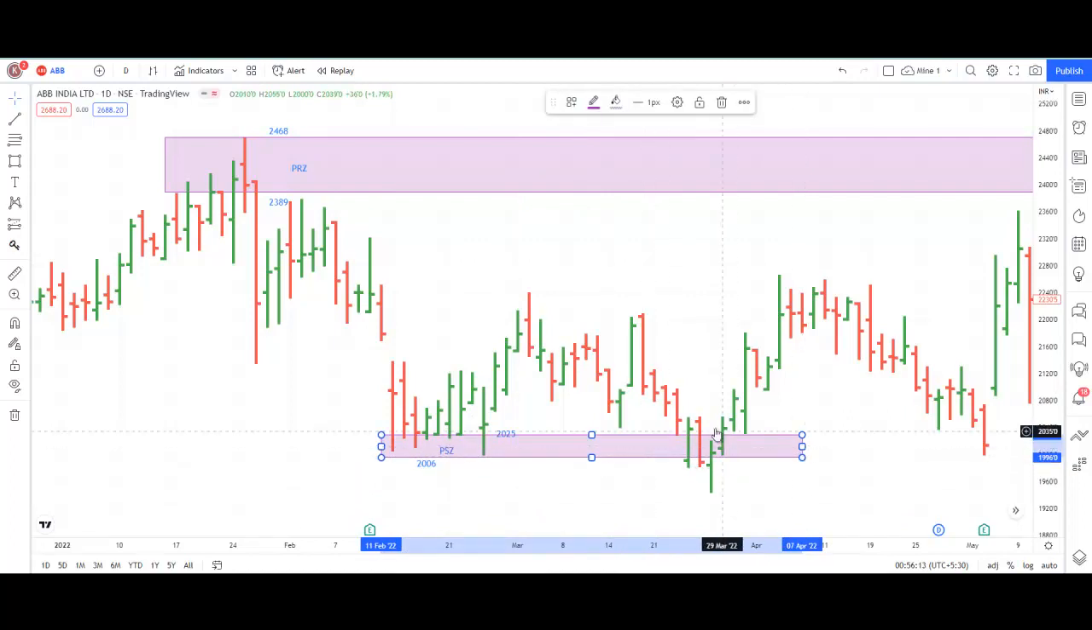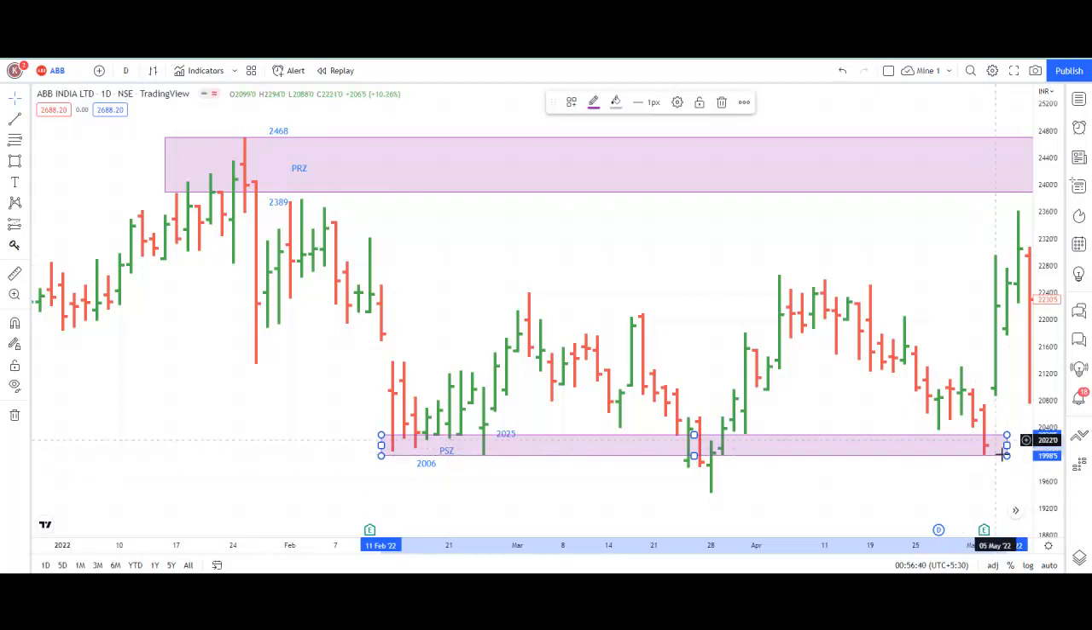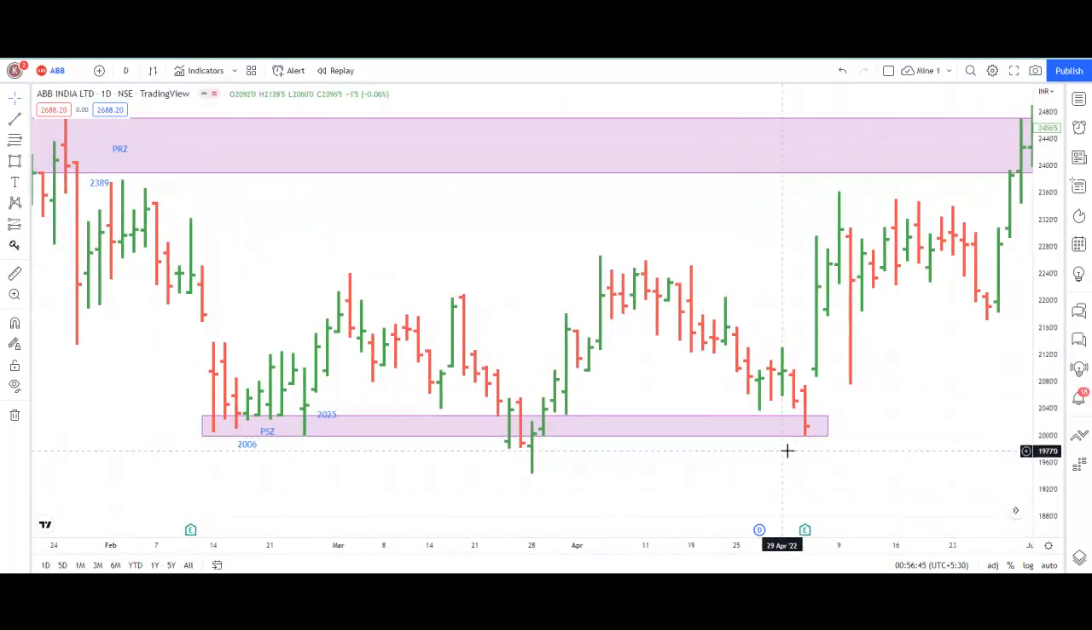Again here, the support came at these levels. Here, of course, there was a temporary excursion outside the zone, which in VSA terms we would call a spring, which we will be covering in a later part of the series. I'll extend it further. Here again, the same zone gave support here. And the stock started moving up. So this is how we draw the price rejection zones and price support zones.